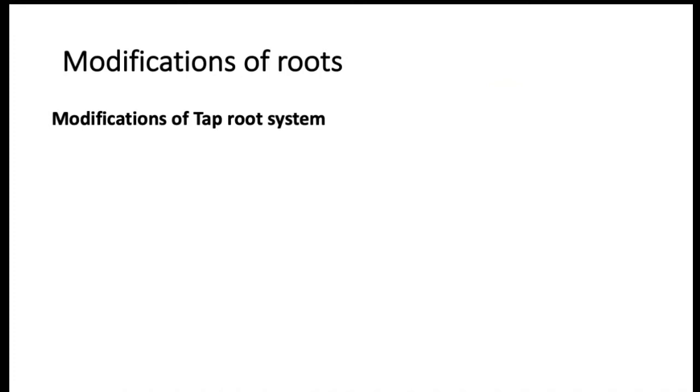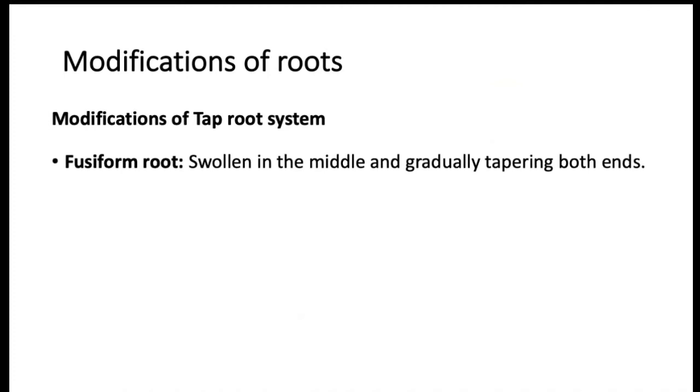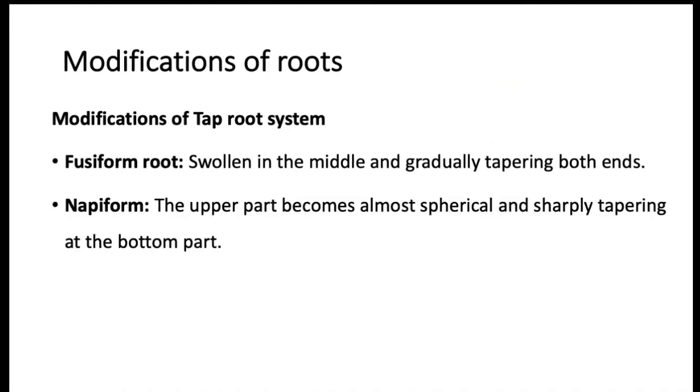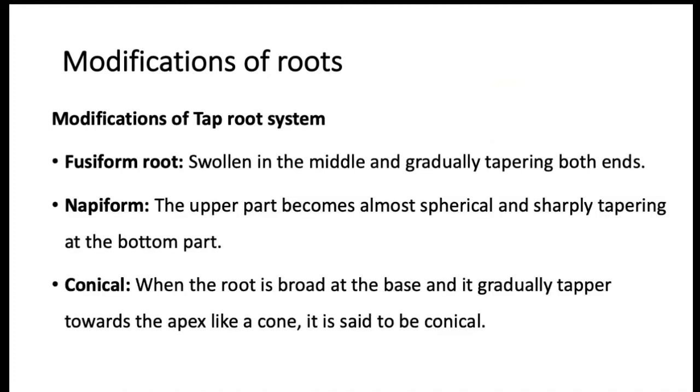If the taproot is modified, the major three modification forms are fusiform, napiform, and conical. Fusiform is swollen in the middle part of the root, but both the tips, the upper part and lower part, become tapering and slender.